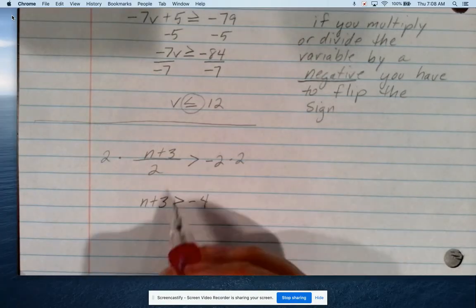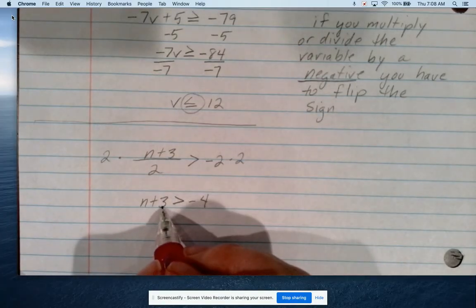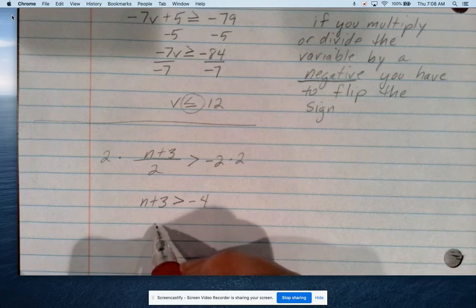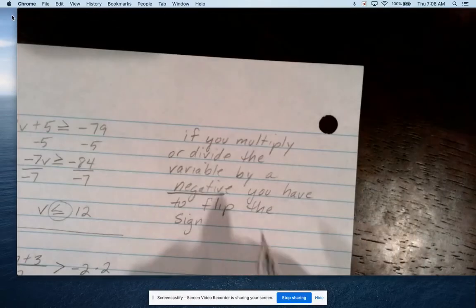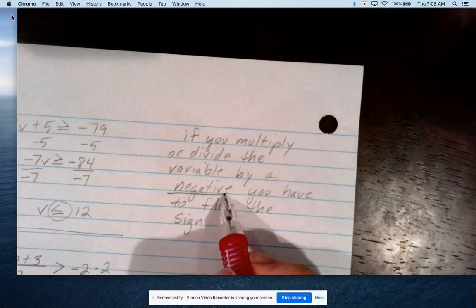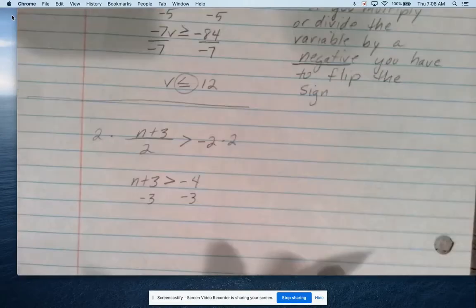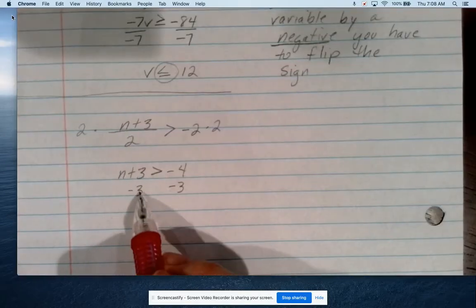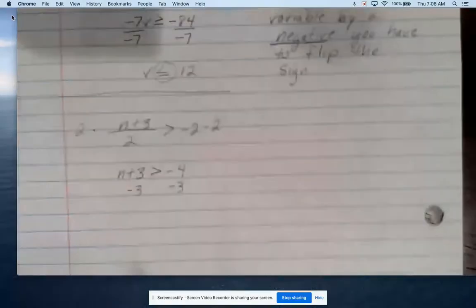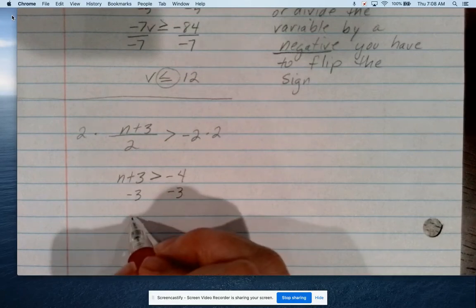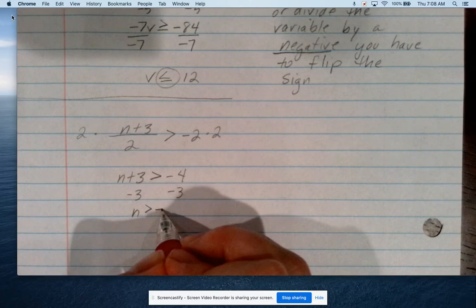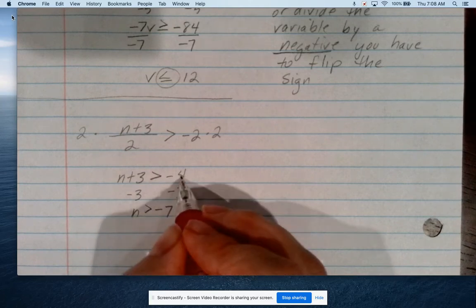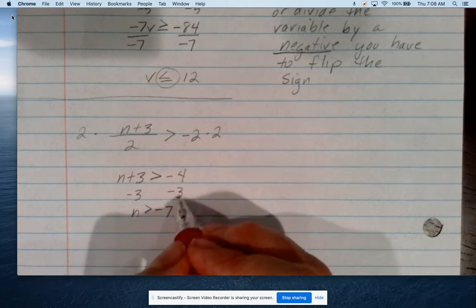Now all I have is the constant to take care of because I'm trying to get n by itself. So I subtract 3 on both sides. I am not multiplying or dividing by 3. I'm not multiplying the variable by 3. I'm not dividing the variable by 3. I'm just subtracting 3. So I end up with n greater than negative 7, because a negative 4 and a negative 3 on the number line will get me to negative 7.